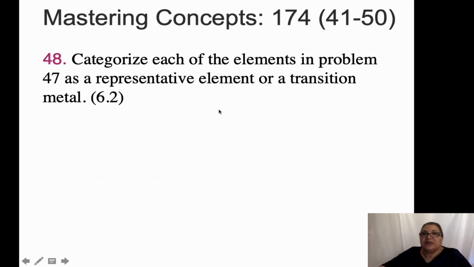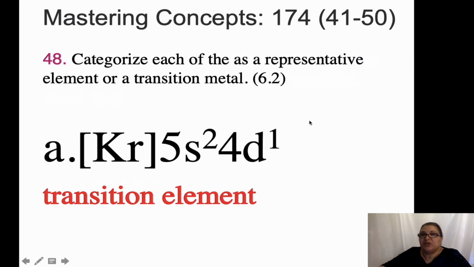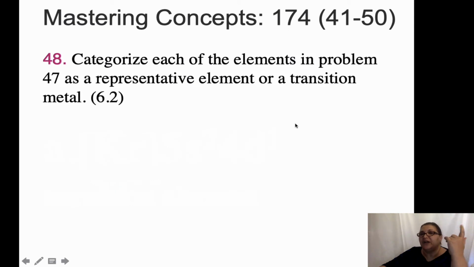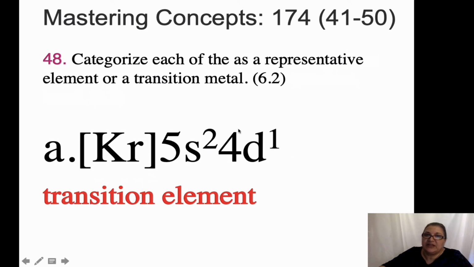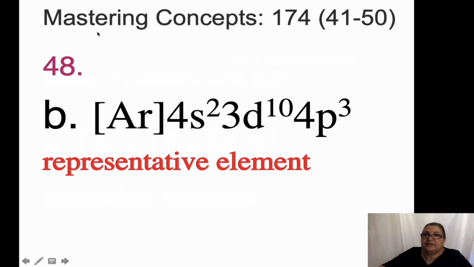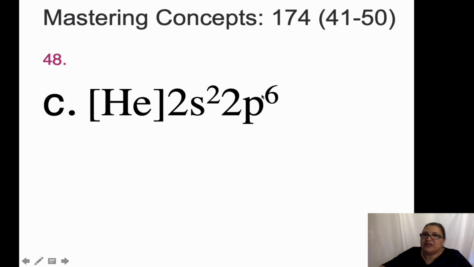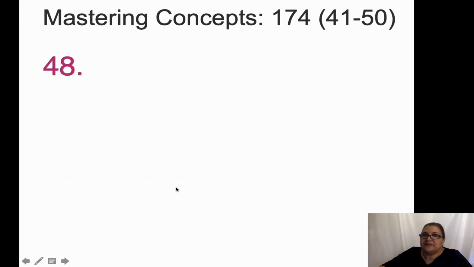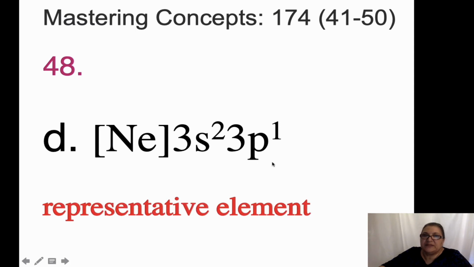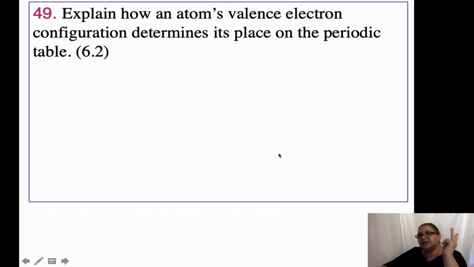Categorize the elements in problem 47 as representative or transition. So if they fall into S or P, they're representative. If they fall into D, they're transition. So just look at the last one. It's D, so it's transition. The next one, you look at the last one, P, then it's representative. It's just a quick way of looking at it. And then this one is 2p6, the last, and that's also representative. P, that's also representative. So when the question is asking you if it is representative or transition, you look for S and P, that's representative. D is transition.